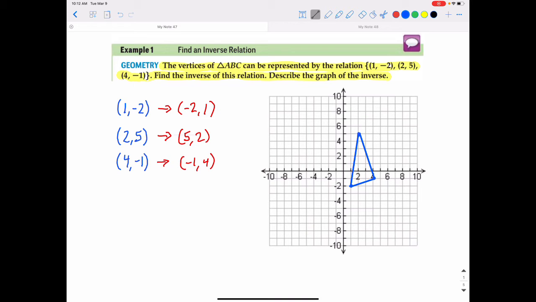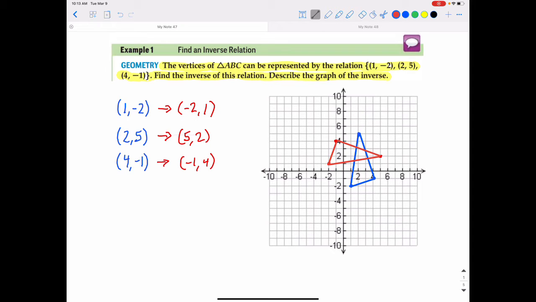And now I'm going to graph the red points. So -2, 1, so that's left 2, up 1. 5, 2, so that is right 5 and up 2. And -1, 4. So that is left 1, but up 4. And then I will connect those points to make a triangle. And there's that triangle. So notice some characteristics of the two is that the triangles are the exact same size. They are turned a little bit differently, but they are the exact same size.